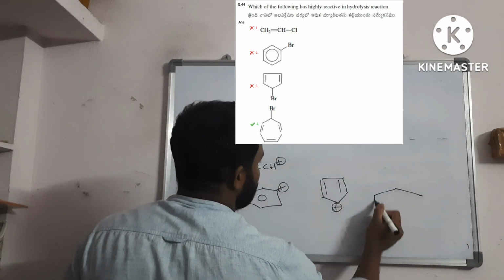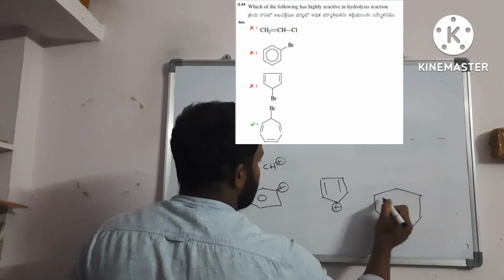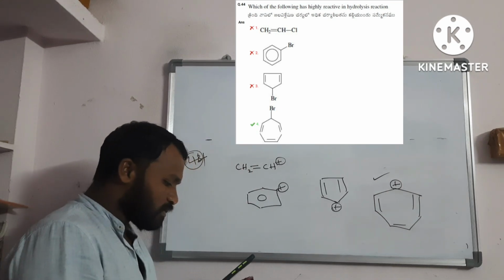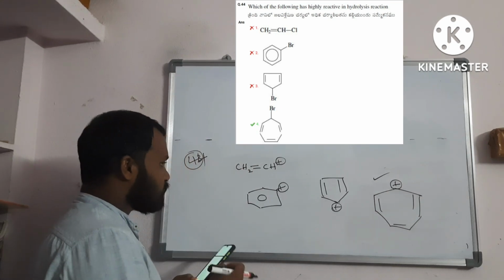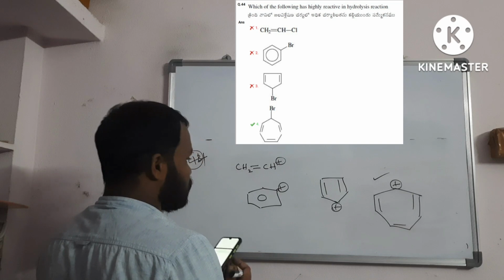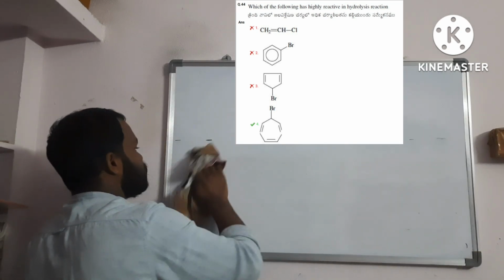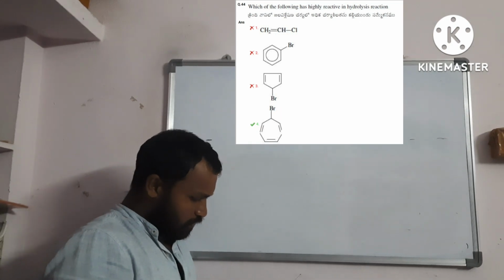This one is the tropylium cation. The tropylium cation is aromatic and stable, so it is mostly involved in the hydrolysis reaction. Because it is aromatic, once it forms, it is stable. So option 4 is correct.